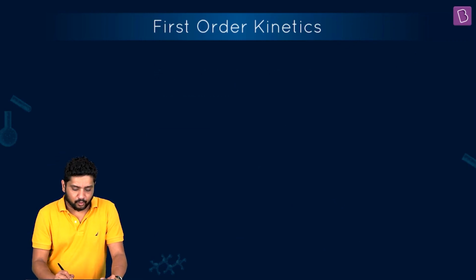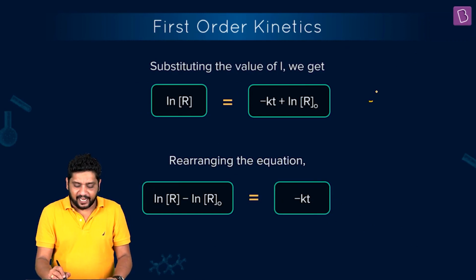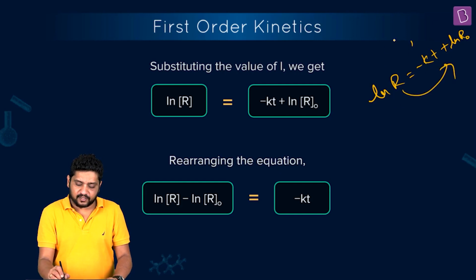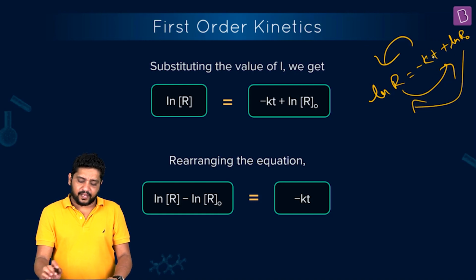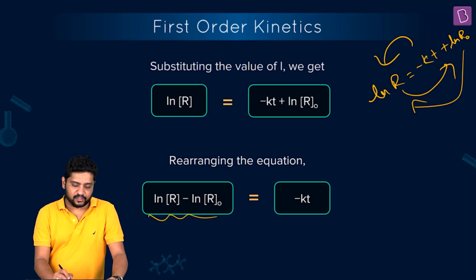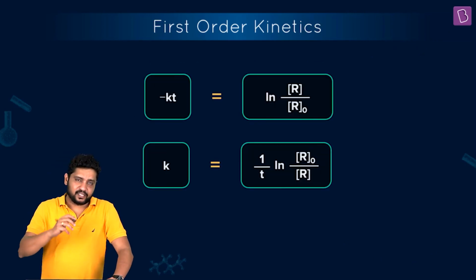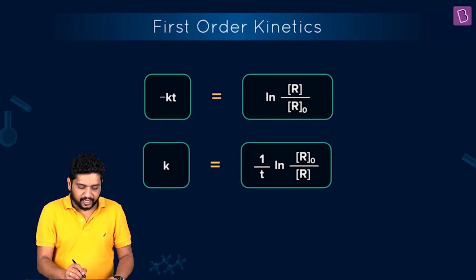Going forward, substituting this I into this equation, we get ln R is equal to minus kt plus ln R naught, right? So what will I do? I'll bring this to this side and take this to the other side, or I can bring this to this side, and this is the equation that I'll get. Ln R minus ln R naught is equal to minus kt, or ln R naught by R is equal to kt. Right?